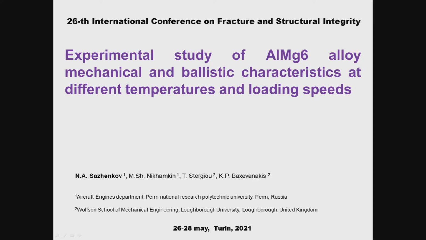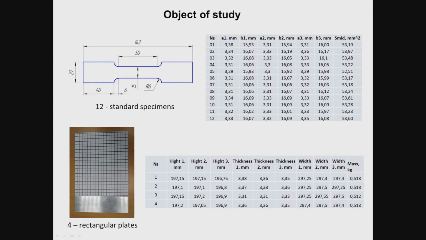Hello, my name is Sazhenkov, and today I will present the experimental study of AlMg6 alloy mechanical and ballistic characteristics at different temperatures and loading speeds. So 12 standard specimens and 4 rectangular plates of aluminum alloy were used as the object of study. On this slide you can see geometrical and mass characteristics for both types of specimens.